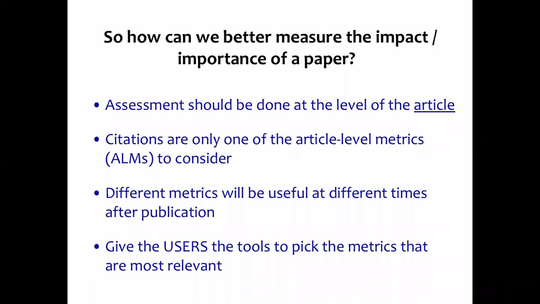Third point, and this is particularly important for the younger people here today, different metrics will be useful at different times after publication. Citations take a while to build, right? So if you're a postdoc out looking for a job, you need some other way to convince people that what you're doing is important because you can't wait for citations. And then, as the two examples I gave here might suggest, you want to give the users the tools to pick the metrics that are most relevant to them.